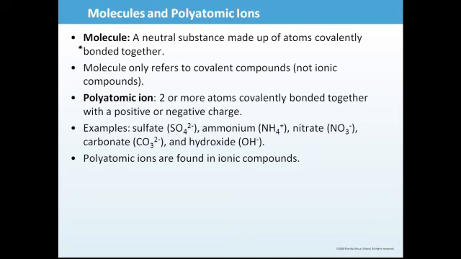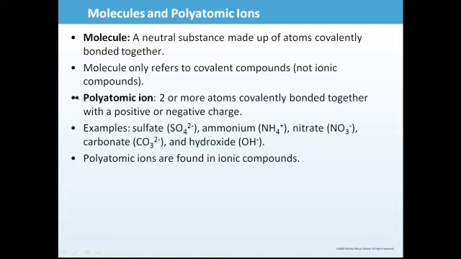Alright, now we're going to look at polyatomic ions, but first let's just clarify the difference here. A molecule is a neutral substance of atoms covalently bonded together. And that's what we've been talking about up to this point. Okay, molecules. Remember, molecules only refer to covalent compounds. When we talk about ionic compounds, like you learned earlier in the module, those are called formula units.